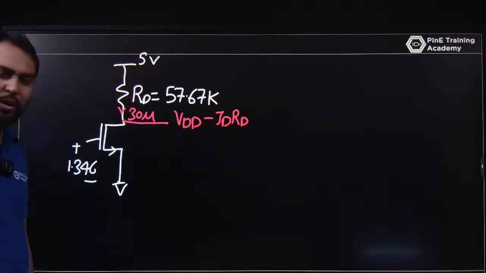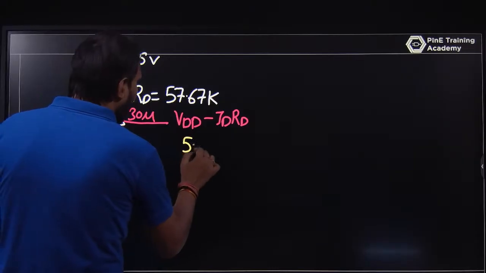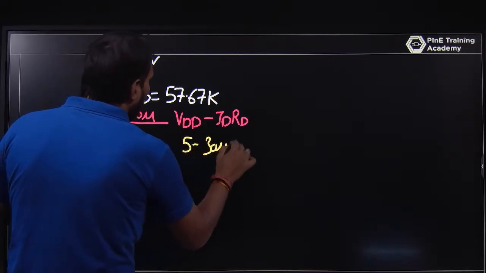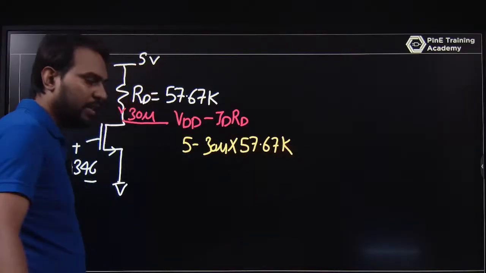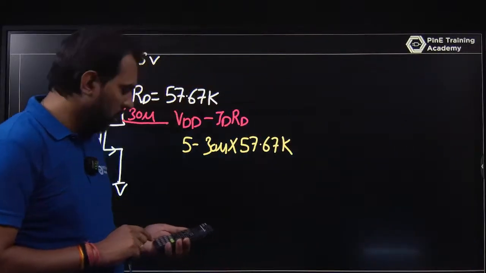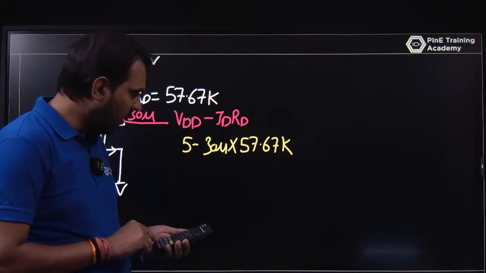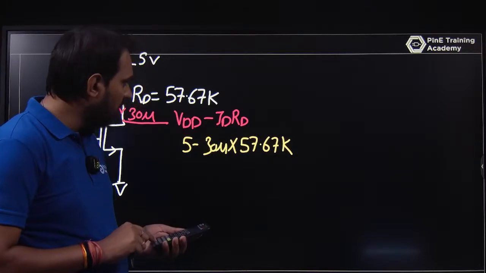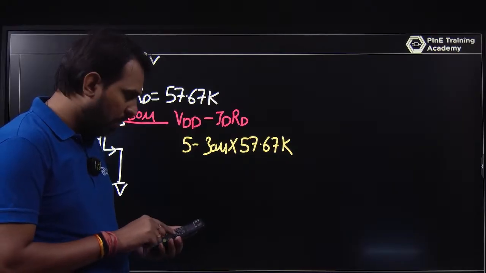So on the basis of that you can check whether VDS is greater than VGS minus VTH or not. Okay, so VDD is 5, ID is 30 micro and RD is 57.67 kilo. Just multiply it and check it. Is VDS greater than VGS minus VTH or not? So this is 30 micro into 57.67, and into 10 to the power minus 3.